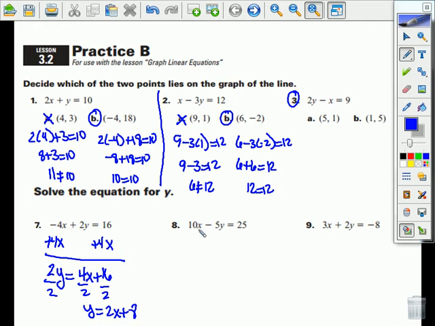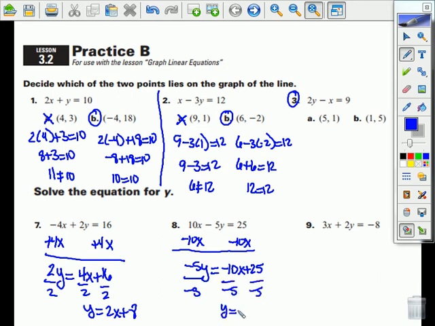Let's try this next one. Again, I want to eliminate the x term, so here I'll subtract the 10x from both sides. I bring down negative 5y. This is a negative 10x, so I'll just put that out in the front. That's a positive 25, so I write plus 25. Divide by the coefficient of negative 5 everywhere. And y equals positive 2x minus 5. Again, I want you to come in tomorrow with number 9 completed, and we'll check it over.